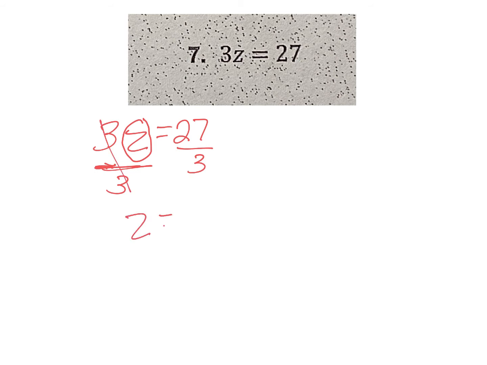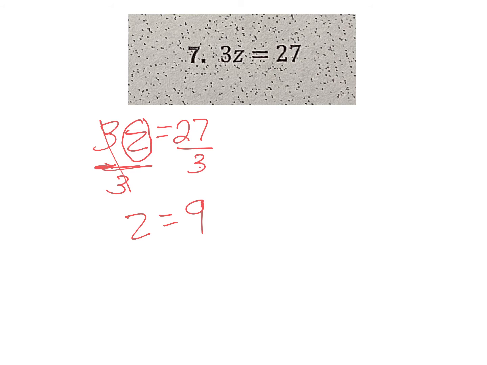All right, now we have one more. 3z equals 27. I want to find out what z is. Now, it's 3 times z, so the opposite of times would be divided. And I'm going to do it like this and divide this by 3. So that cancels each other out. It leaves me z equals 27 divided by 3 equals 9.